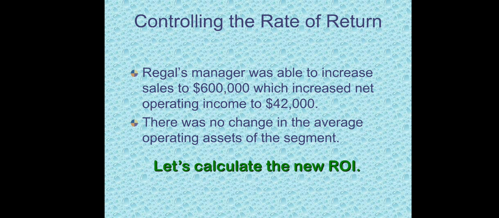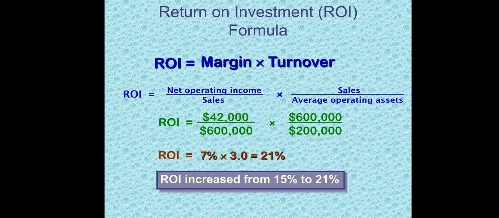So let's see here, if the profit or operating income increases to 42,000, then what will happen to the ROI? Okay, so you put the 42,000 profit divided by sales of 600,000, times 600,000 divided by 200,000 average operating asset, the ROI will become 21%. So ROI increased from 15% to 21%. So good. This is one way to increase the ROI. If you are a manager in a segment of a business in the future, one way you can use to increase the ROI of your segment is by increasing the sales.